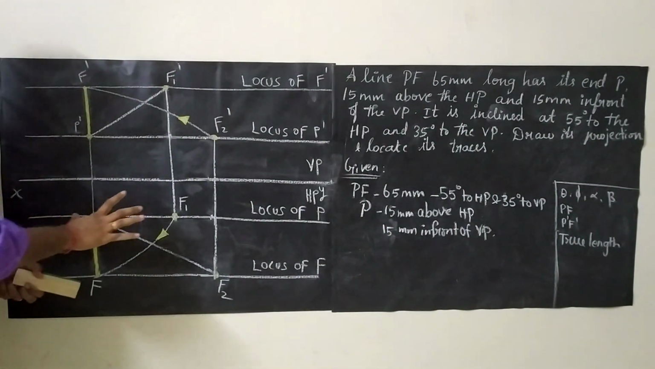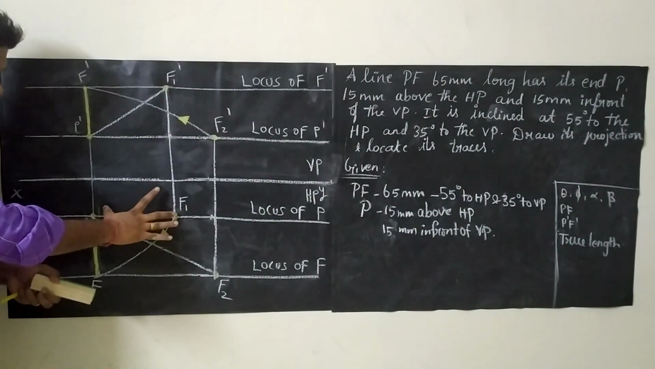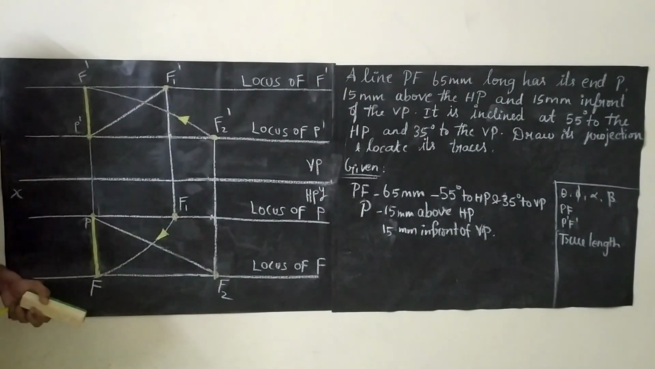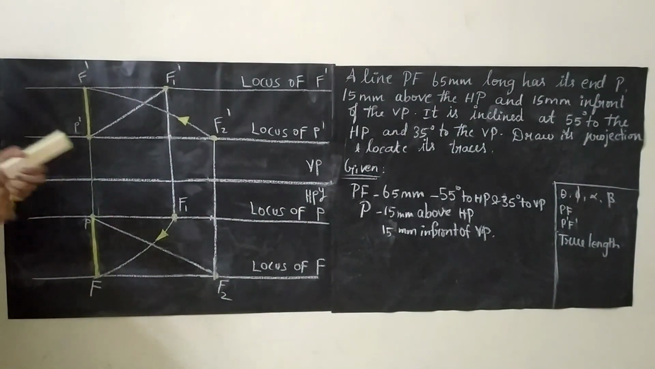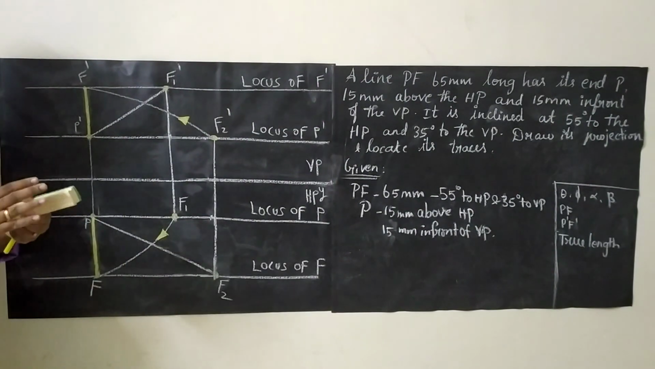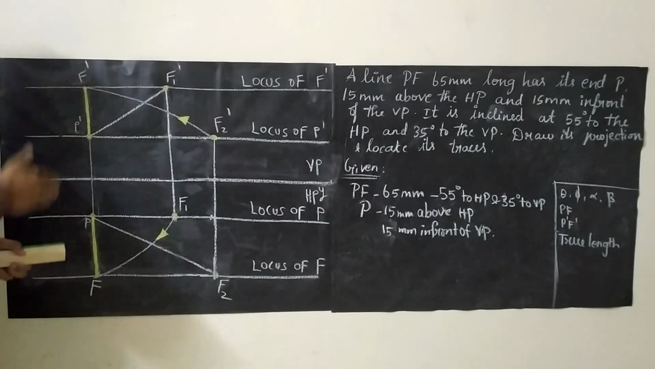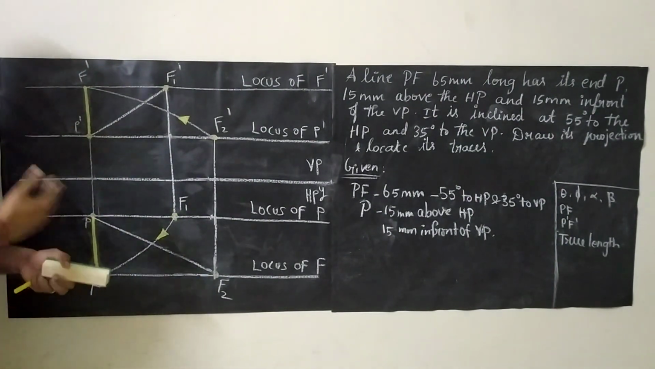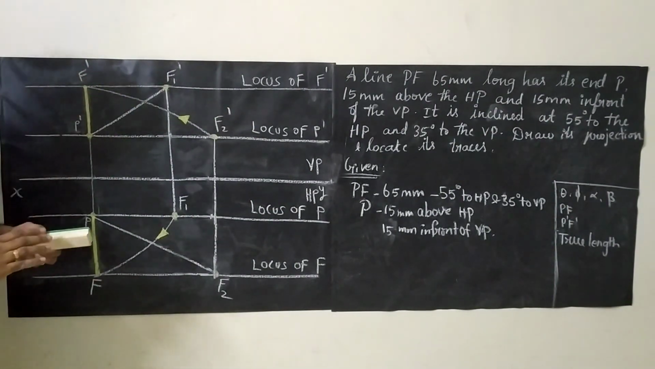Take your compass, measure P F1. Keep your compass at P and try to rotate the arc. The arc will be cutting the locus of F at one point, and that point is called as F. Depending upon the given data, we will be getting both front view and top view on the same line itself, that is P dash F dash and PF, that is top view, will be lying on the same line itself. So this is a special type of sum.